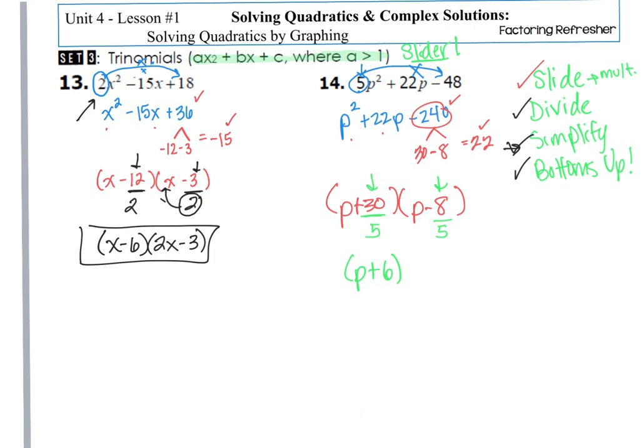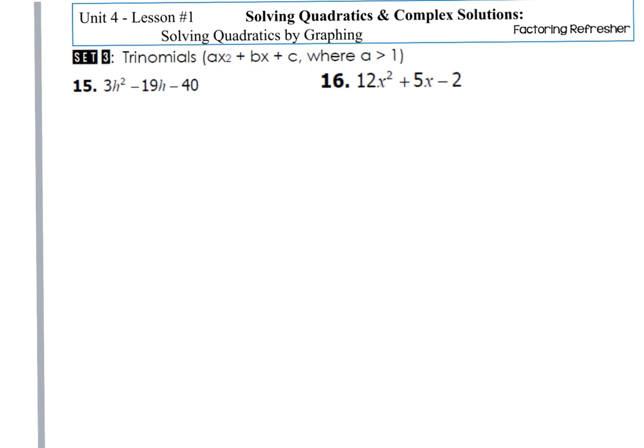And what I'm saying is, if you had 3 over 6, before you could do bottoms up, you would need to simplify it to 1/2 and then do bottoms up. We simplify first. Because this doesn't simplify anymore, I'm going to take my bottom number 5 and bring it up in front of p so that this is 5p minus 8. And we're finished.